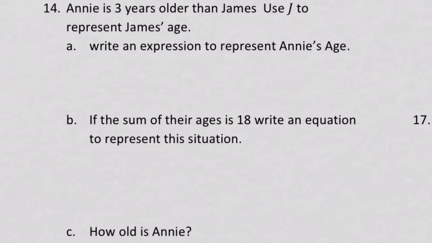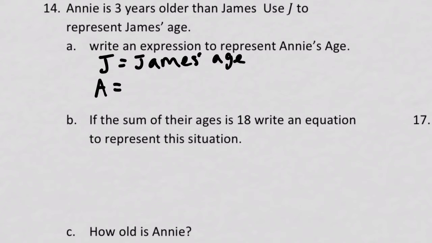Okay, 14. Annie is 3 years older than James. Use J to represent James' age. Okay, so J is James' age. So what is Annie's age is what it's asking us. Write an expression to represent Annie's age. So think, Annie is 3 years older than James. So if J is James, that means Annie is J plus 3. That's it for that one.